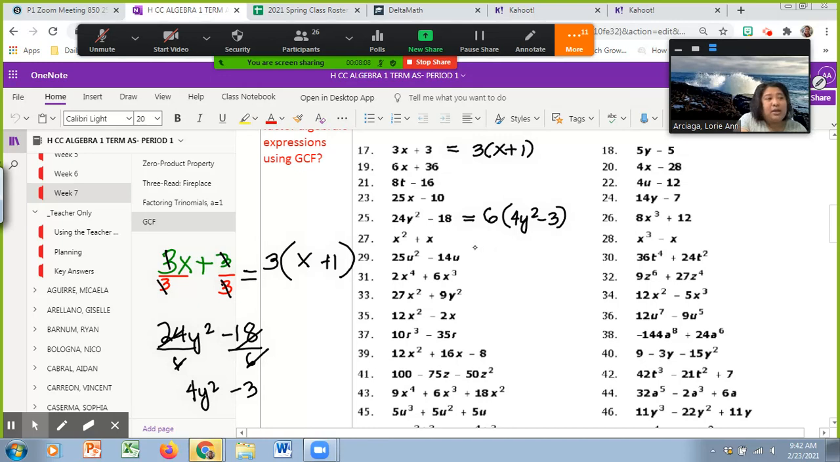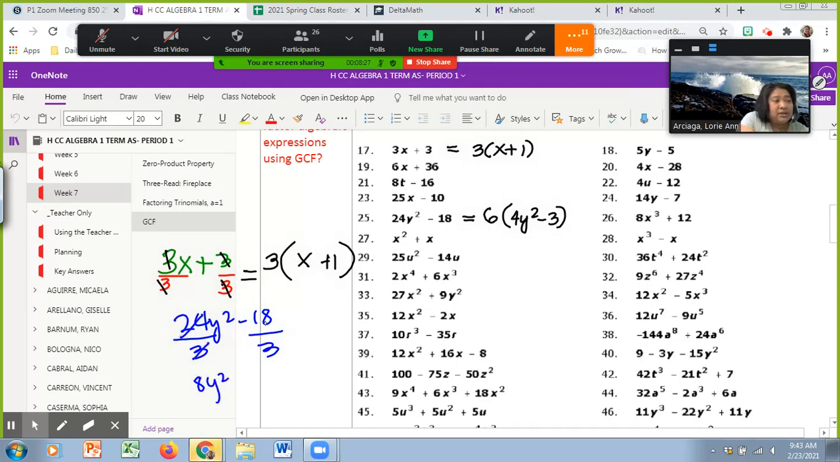Now what if, I'll show you something. What if you didn't know that 6 is the GCF? Look what's going to happen. Suppose I just thought that it's 3. Do I get it wrong? Well, let's try. 24 divided by 3 is 8. And then 18 divided by 3 is 6. So this is how it's going to look.